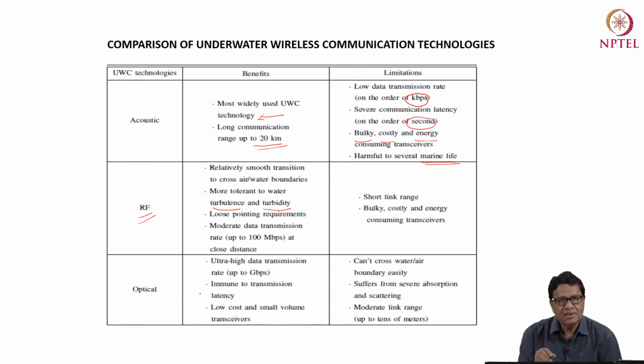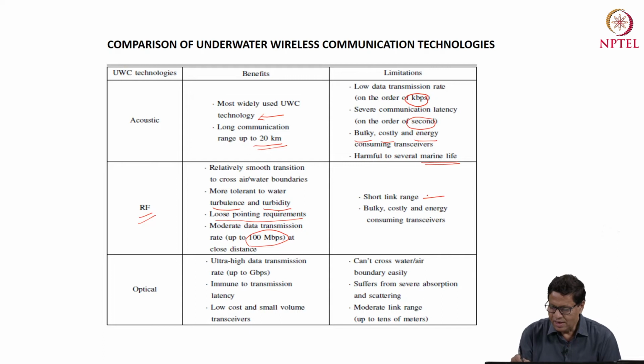And since the waves are not very directional, we don't require a pointing arrangement or alignment of transmitter and receiver. Strict alignment of transmitter and receiver is not required. And one can achieve a data rate of the order of 100 megabits, and the distance is not very large. So for a close distance, we can achieve a data rate of 100 megabits per second.